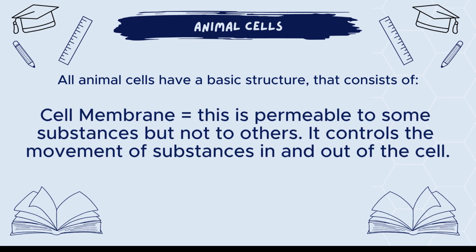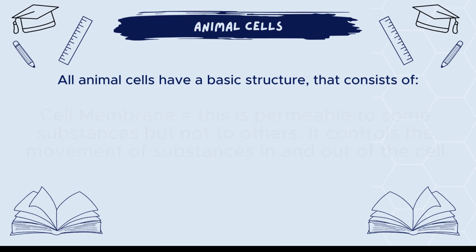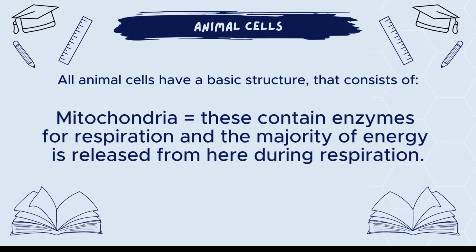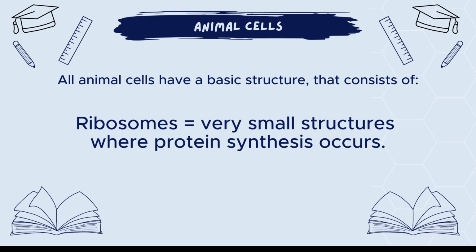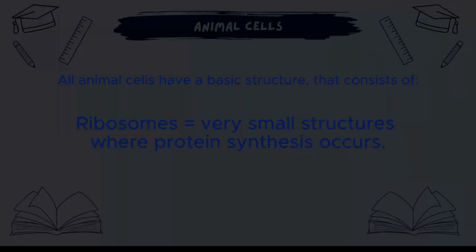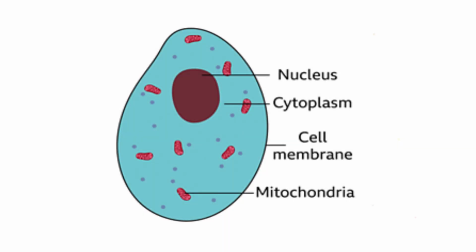Next, we have the cell membrane. This is essentially the wall of the cell, and it controls the movement of substances in and out of the cell. The mitochondria is where the enzymes needed for respiration are stored. And finally, the ribosomes are where protein synthesis occurs. This diagram now shows you the basic structure of the animal cell. The only thing that isn't labelled is the ribosomes, which are the small purple dots.